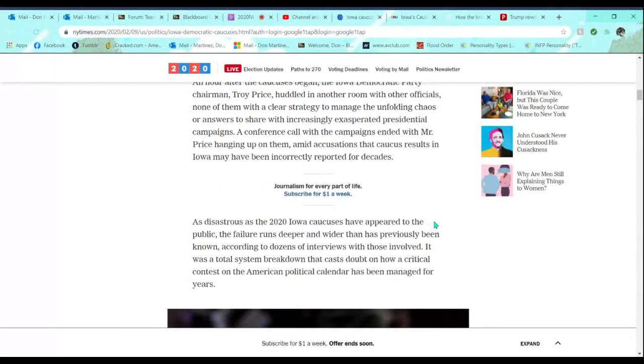As disastrous as the 2020 Iowa caucuses have appeared to the public, the failure runs deeper and wider than has previously been known, according to dozens of interviews with those involved. It was a full system breakdown in how a critical contest on the American political calendar has been managed for years.